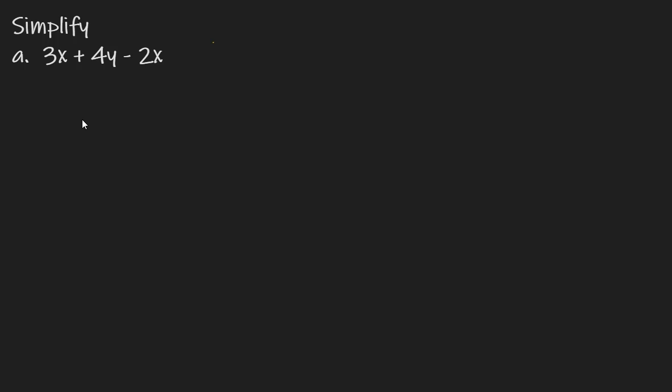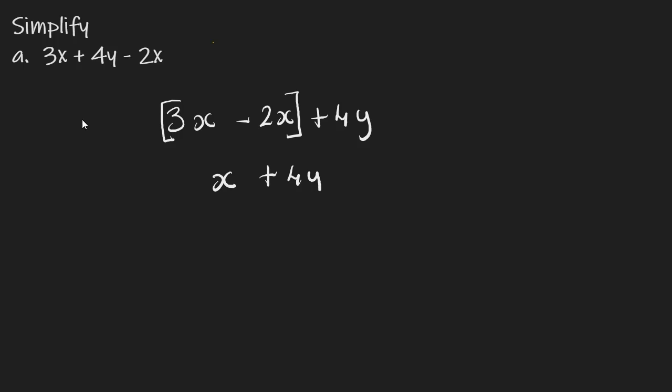Alright, so here we have 3x plus 4y minus 2x. What do we notice? Well, we notice we have some like terms. So let's group them. So we have 3x minus 2x plus 4y. Of course, 3x minus 2x is equal to x. We're going to bring down our plus 4y. These two terms are dissimilar, they cannot add, so this is our simplified answer.